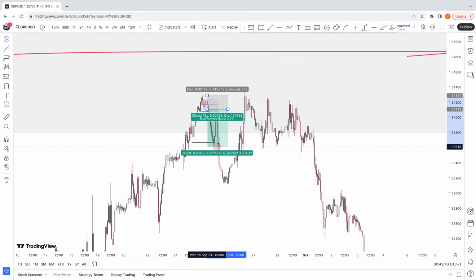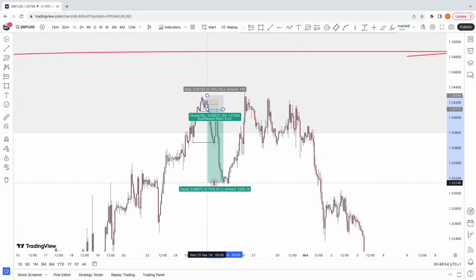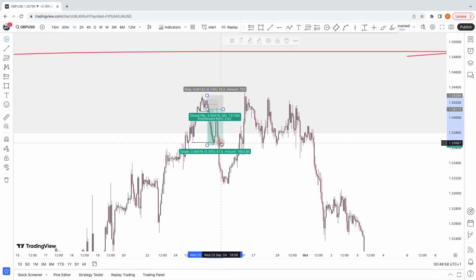And then we can decide to target this low here as our take profit, or you can decide to hold. I think the whole move gave us like 1:5 or something, so that would have been a good profit already. So this would have been our first trade.